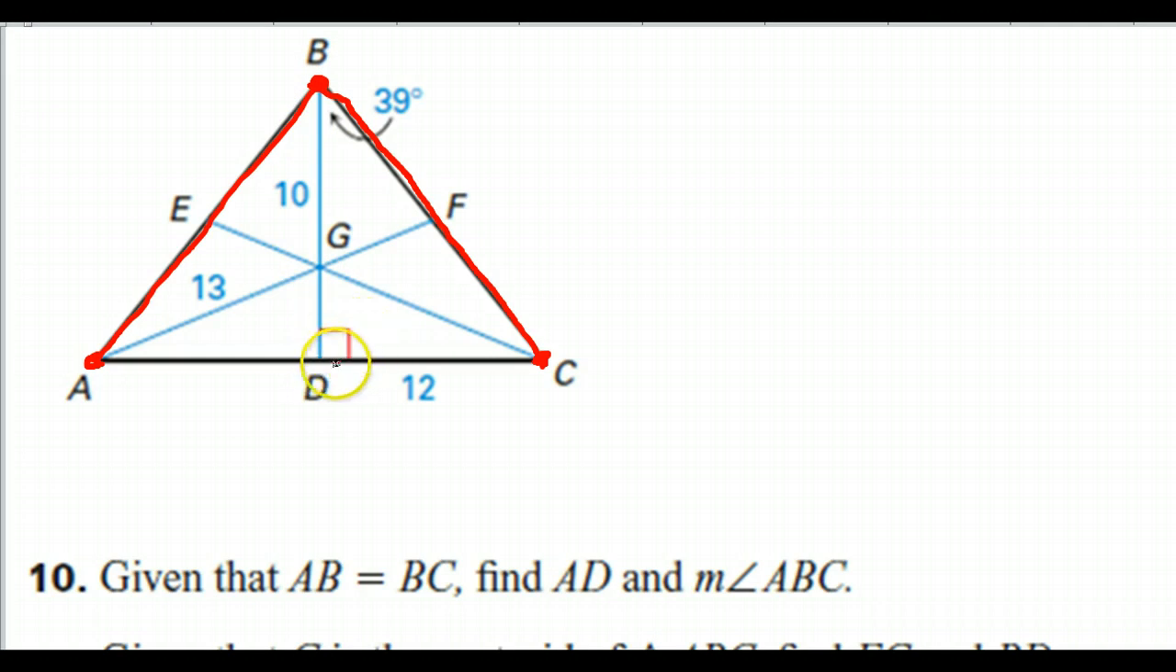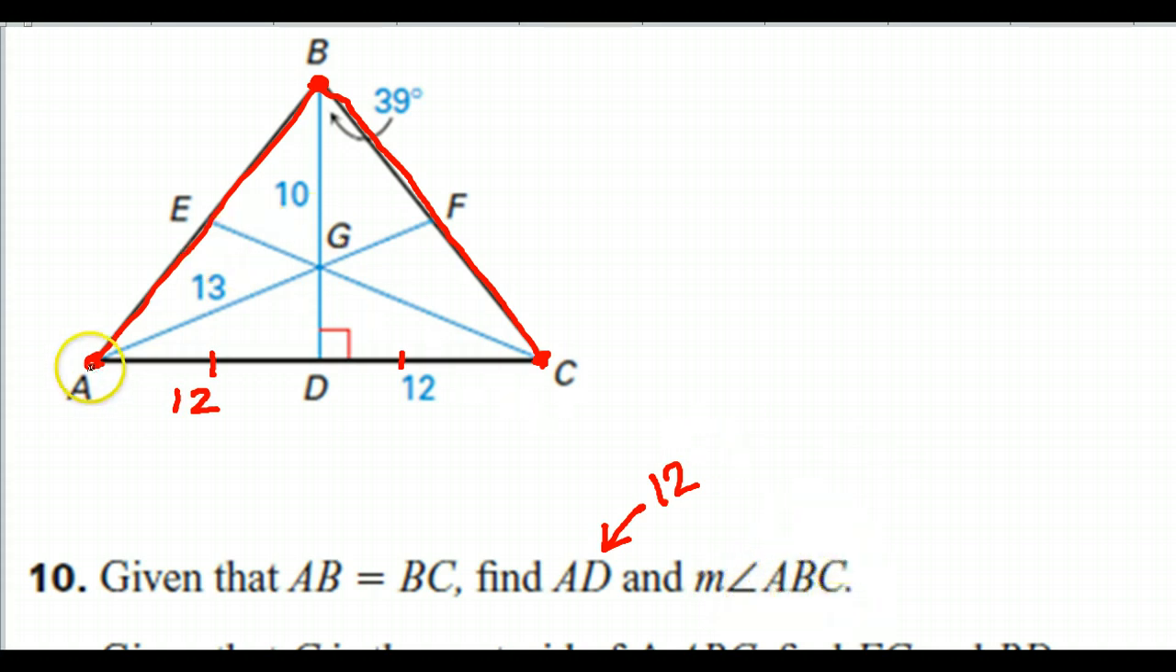You see that it's perpendicular, but a crucial bit of information is that if these are equal, then this must be a bisector. In other words, AC is being cut exactly in half. That means if DC is 12, then AD will also be 12. So that was one of the things we were supposed to find, AD. AD is 12 because that's 12. The other thing we're supposed to find is the measure of angle ABC.